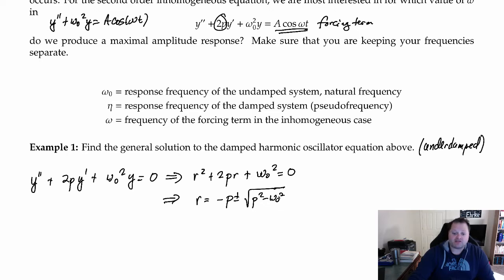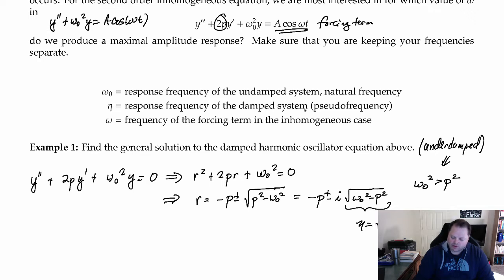Underdamped means that we have a complex conjugate pair of roots. The best way to express that is to factor out a negative 1, where the square root of negative 1 is i, and switch the order that these occur in. Now I'm assuming that we're in the case where omega naught squared is greater than p squared. That's what it means to be in the underdamped case: we have a positive radical times i here, so we have a complex conjugate pair of roots. Now, eta is the frequency response of the damped system, so that's what this value is right here. Eta is the square root of omega naught squared minus p squared. That is the damped homogeneous frequency.